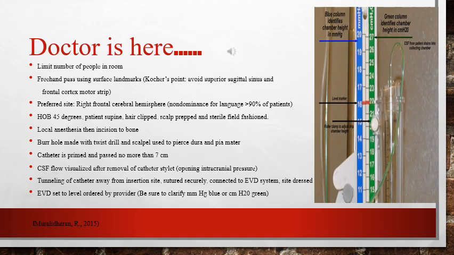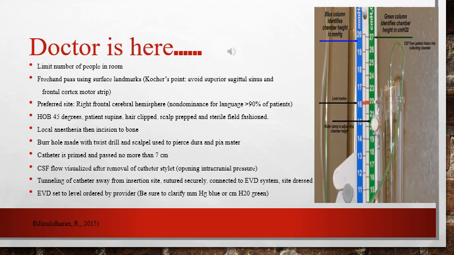Now you want to make sure that when he's setting the EVD, he's going to tell you, okay, I want you to put it at 20. Well, if you look there on the green side, where it's centimeters of H2O, and the other side that is millimeters of mercury, you can tell a big difference. So 20 is way down for centimeters of H2O, and 20 on millimeters of mercury is really high.